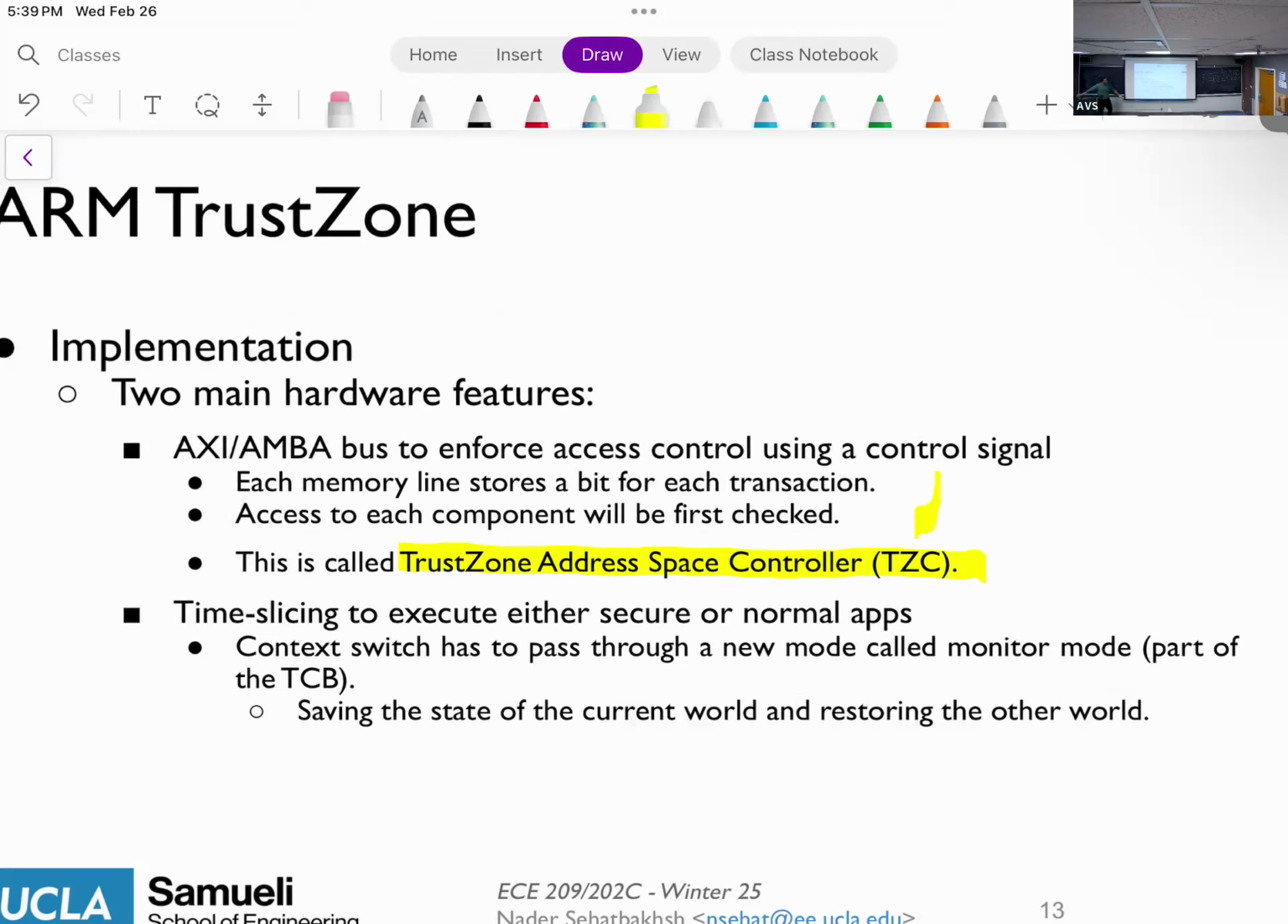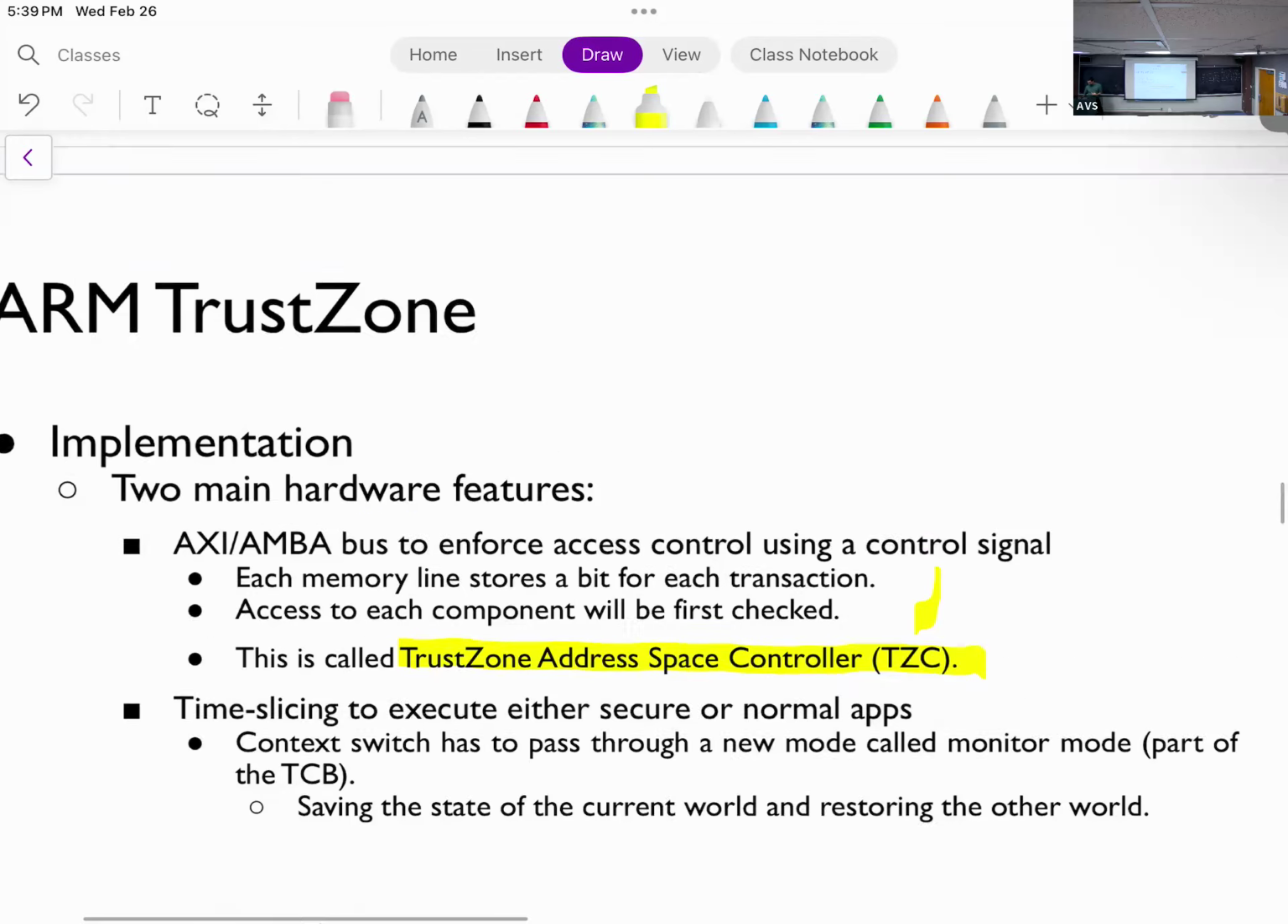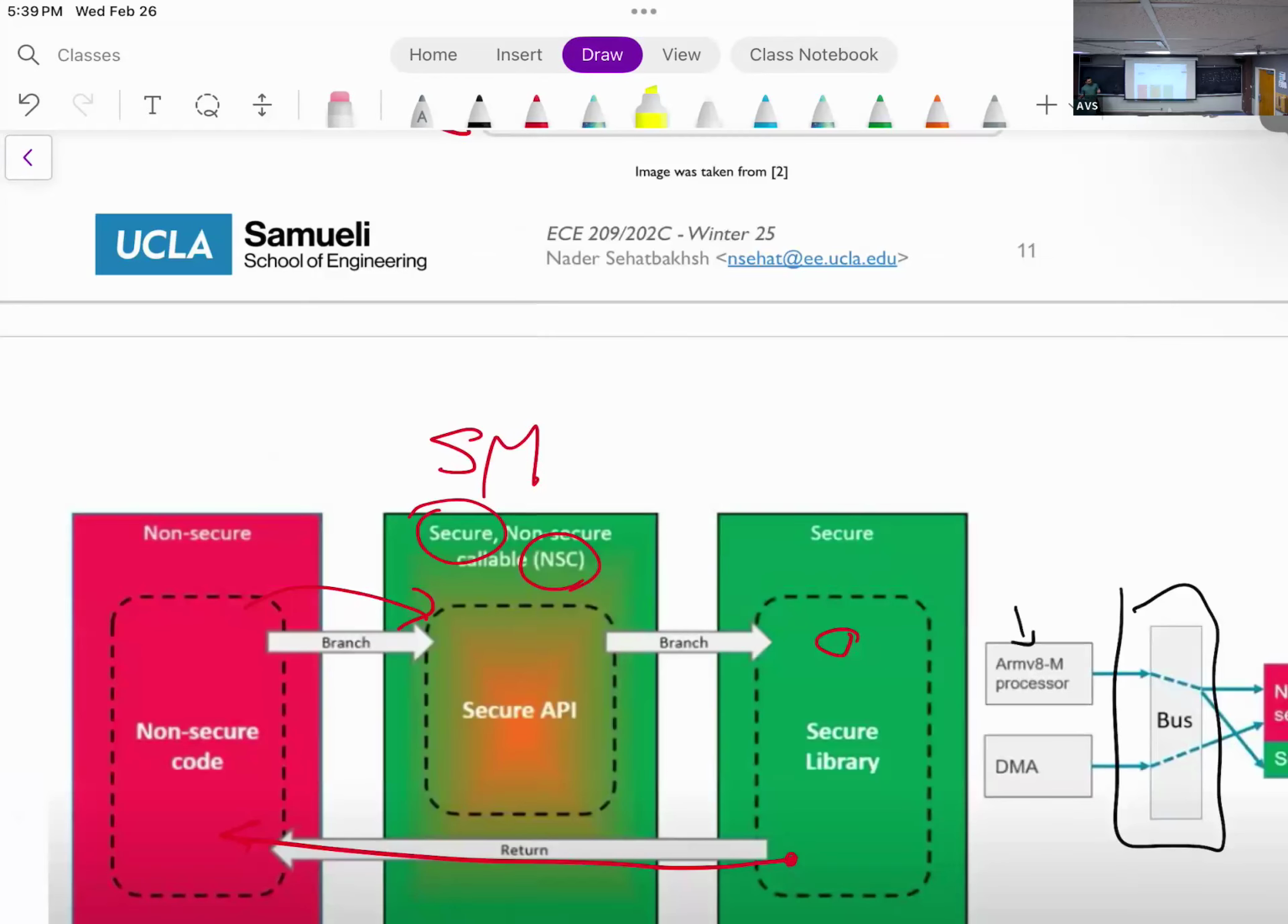The second thing you need to do is that since you have one core and now two worlds, you need to be able to context switch between them, right? So you need to time slice your applications, because there are normal world applications and now trusted world applications, and you need to go back and forth between them, since it's not the case that you only ever run the normal world or the trusted world. So there needs to be some form of switch back and forth between non-secure and secure. From non-secure to secure, I don't care, I can switch. But from secure to non-secure, I have to be very careful.